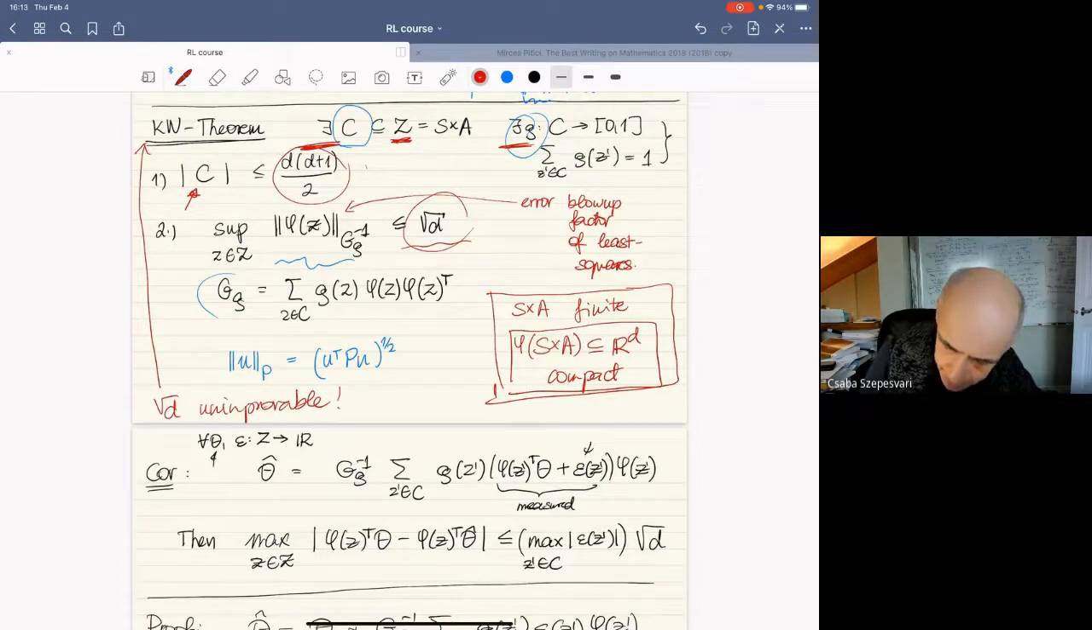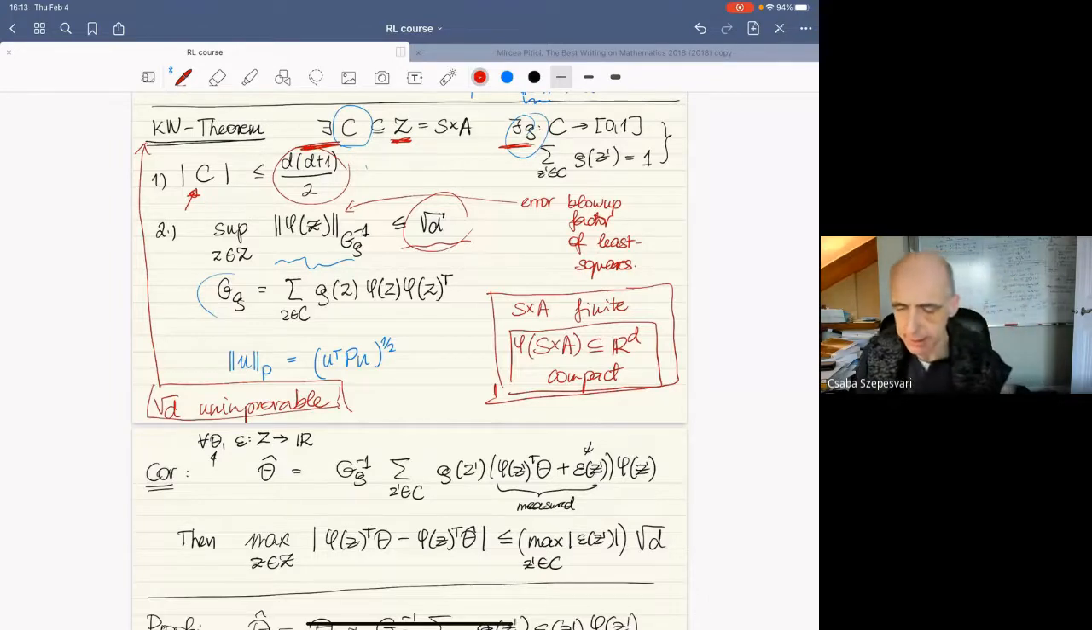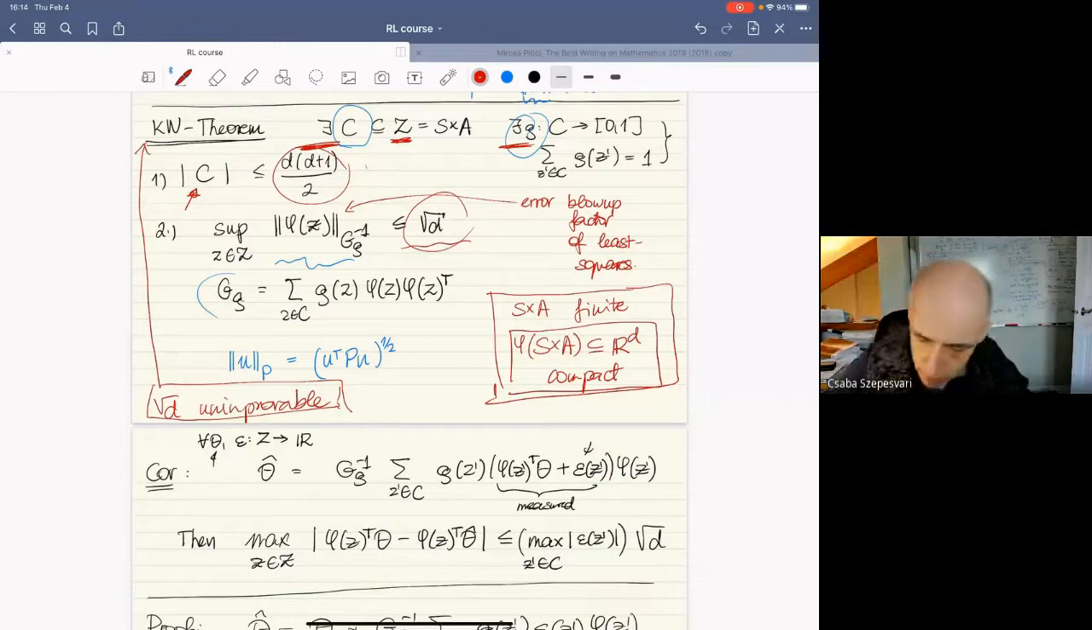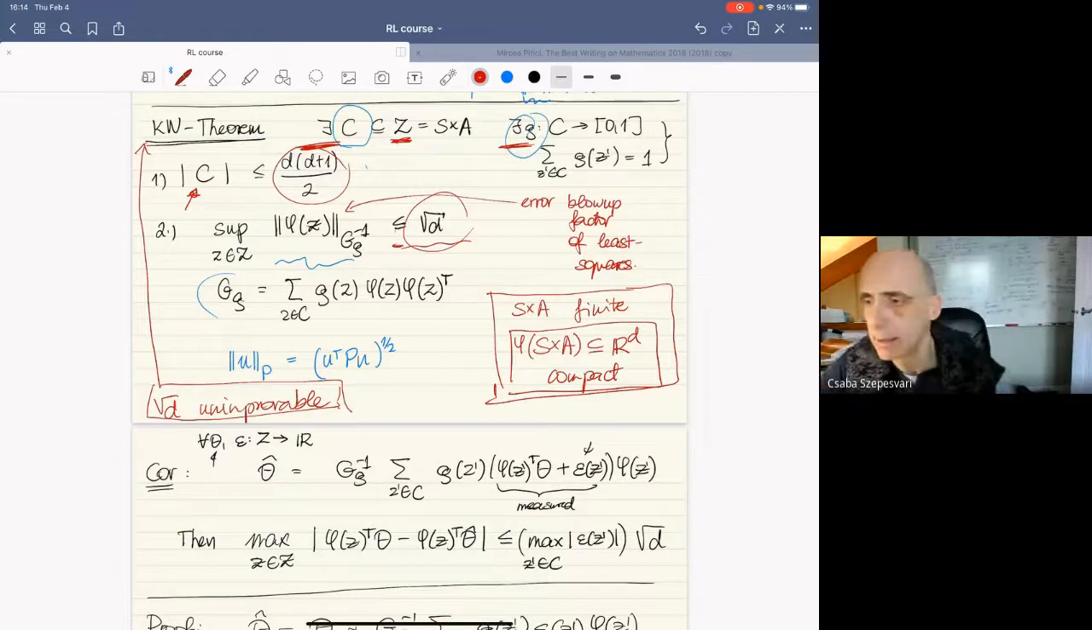So it answers the question of, maybe this is a lame design, and we could do much better with something better. No, the Kiefer-Wolfowitz theorem says that no matter how the feature map is chosen, you can find a C and rho such that this is achieved, and there is no better choice. So this is actually an equality there.